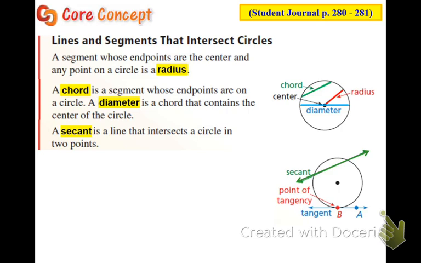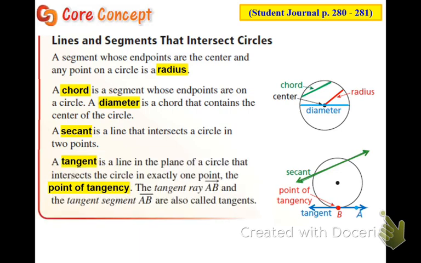Because the next word is a tangent. You can see it on the screen. A tangent is a line. It looks like a big deal, but just pause. A tangent is a line in the plane of a circle that intersects a circle at 1 point. Secants intersect at 2. Tangents intersect at 1. And the point where the tangent line intersects is called the point of tangency.